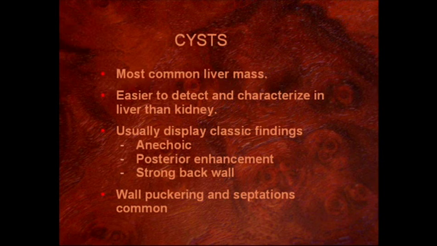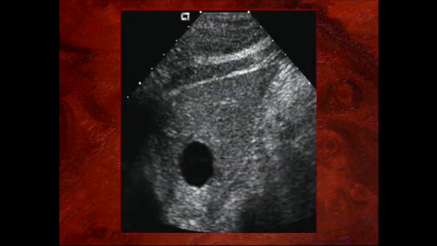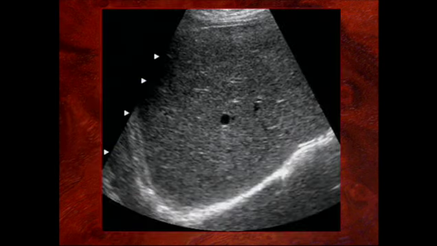Now, puckering and septations or partial septations along the wall of hepatic cysts are not uncommon and shouldn't concern you too much. So this is a typical appearance of a liver cyst: anechoic, increased through transmission, strong reflection from the back wall. Here's a small liver cyst that was scanned after the patient had an indeterminate lesion seen on CT. You can see the cyst here, and even though the cyst is significantly less than a centimeter in size, it still has strong back wall and a little bit of increased through transmission.